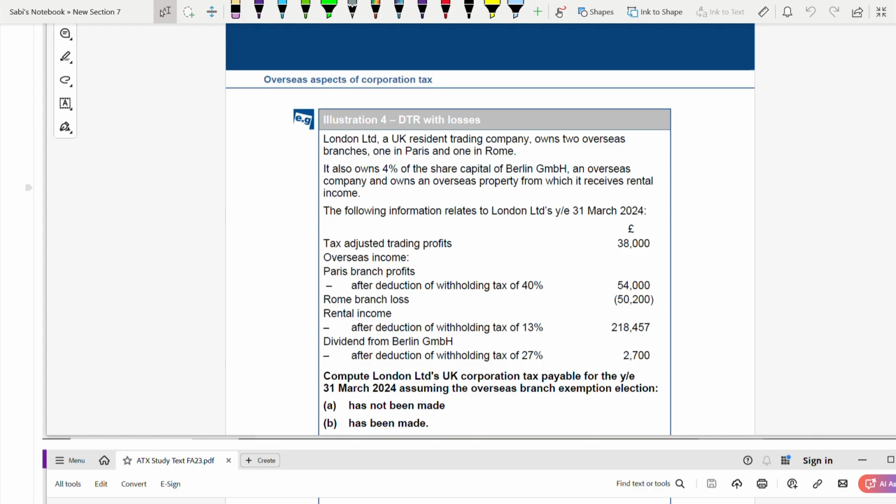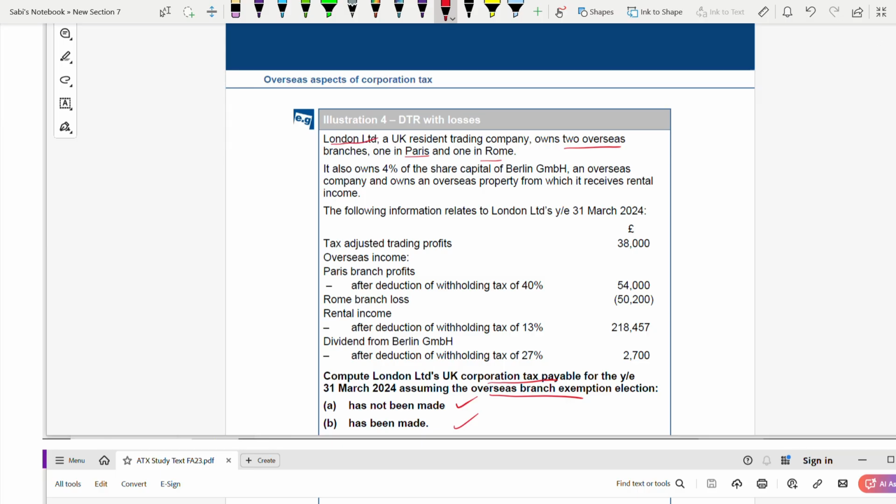Illustration 4. DTR with losses. Here they are making an overseas branch exemption election, has not been made and has been made. So you have to calculate the corporation tax under both scenarios. They are now owning two overseas branches, one in Paris and one in Rome. This is about a UK resident trading company known as London Limited, owning two overseas branches, one in Paris, one in Rome.